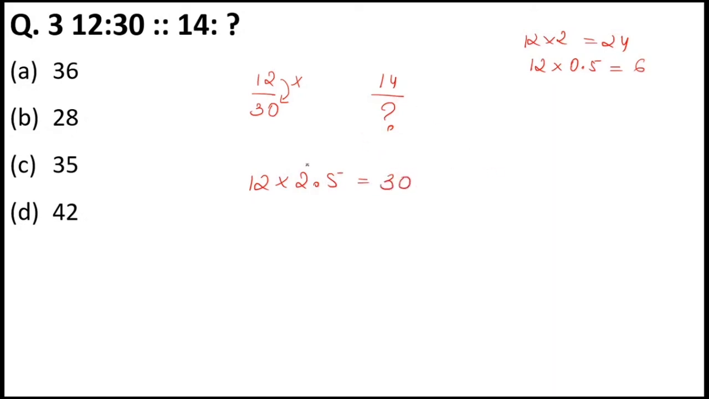And for 14, the same thing you will do with 14. 14 into 2 gives you 28. 28 plus 7 is 35. Answer is option C. Okay.